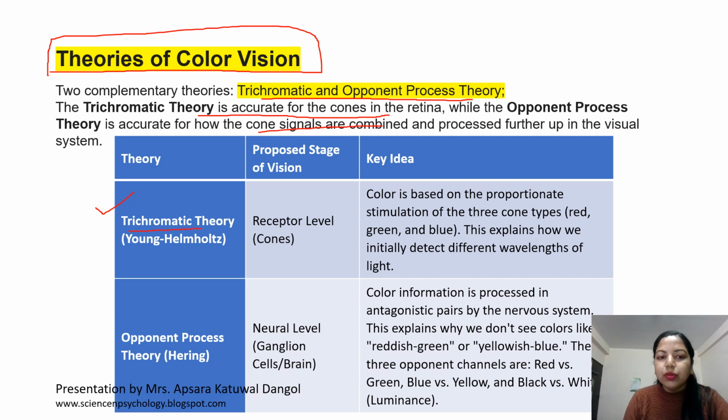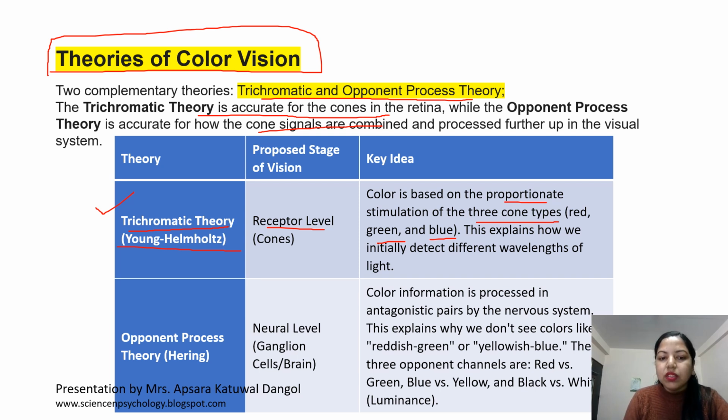Number one, trichromatic theory, founded by Helmholtz, proposes the first stage of vision, that is, we usually see color through the photoreceptors, that is, receptor level cones. Color is based on the proportionate stimulation of three cone types, that is red, which is the L cone, green, the M cone, and blue, the S cone. This explains how we initially detect different wavelengths of light.